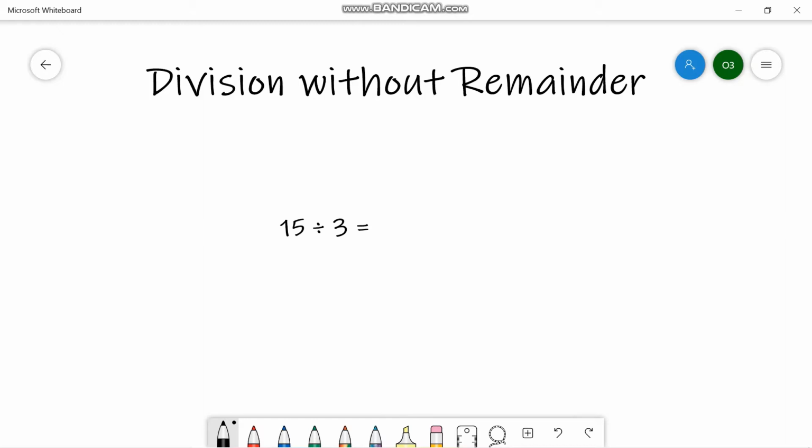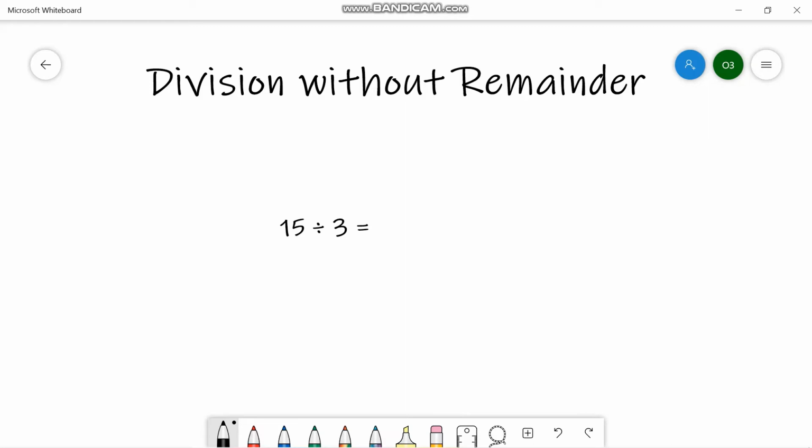There are so many ways we can solve this equation. Number 1 is using your basic multiplication knowledge. Number 2, using a multiplication table, which I do not advise because I want you to memorize each table, and I don't want you to keep on looking at the multiplication table when you are answering division and multiplication equations. And number 3 is by making an array. It's very simple, right?